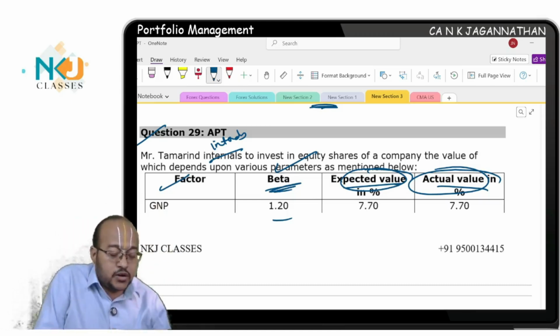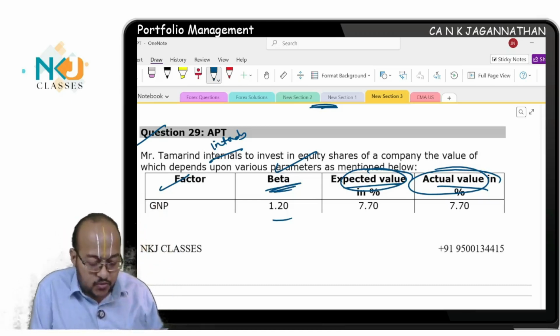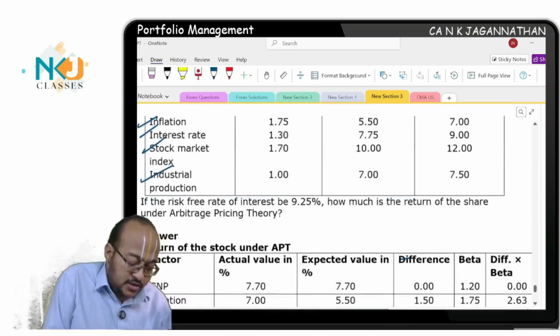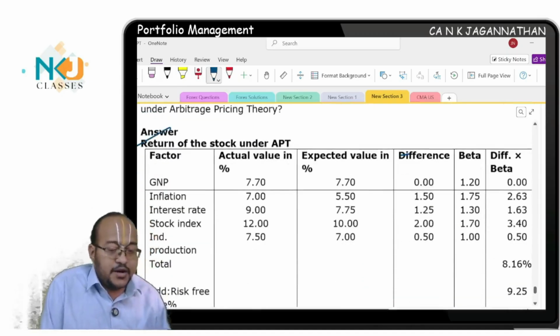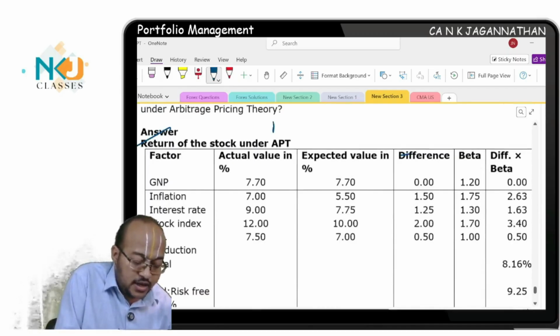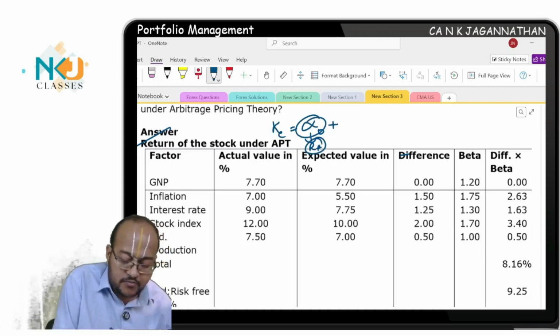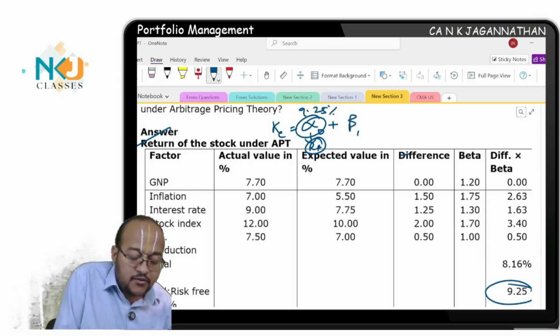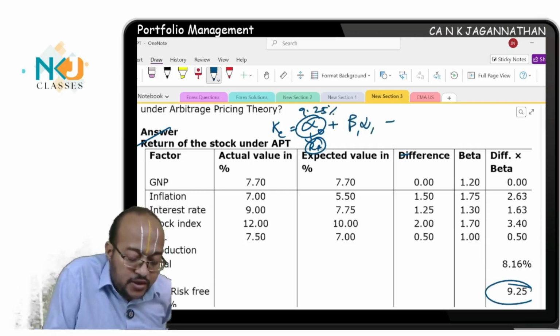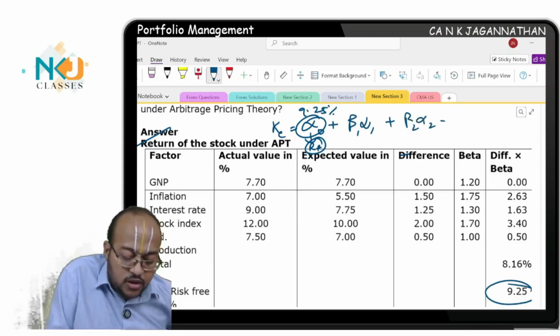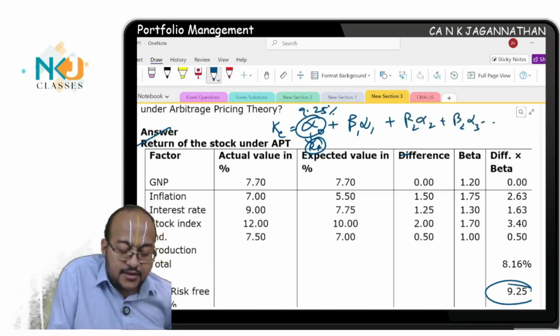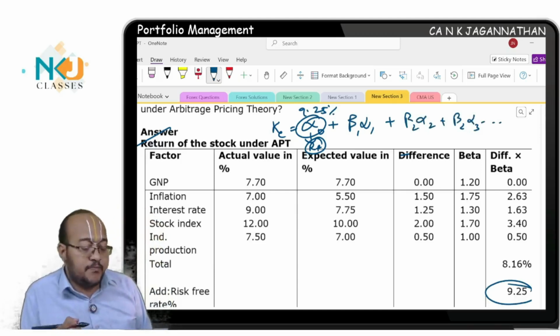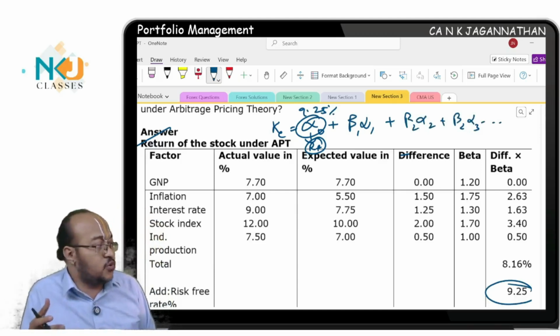Are you listening? For example, I'll just calculate for one, you will understand. See here, return of the stock under APT. Return of the stock, KE, is the required rate of return, which is lambda 0, this is RF. Is RF given in the question? Yes, given in the question as 9.25%. Now, plus beta 1 lambda 1, like this you need 5: beta 2 lambda 2 plus beta 3 lambda 3, like this up to beta 5 lambda 5. These are all the factor risk premiums you need to adjust.